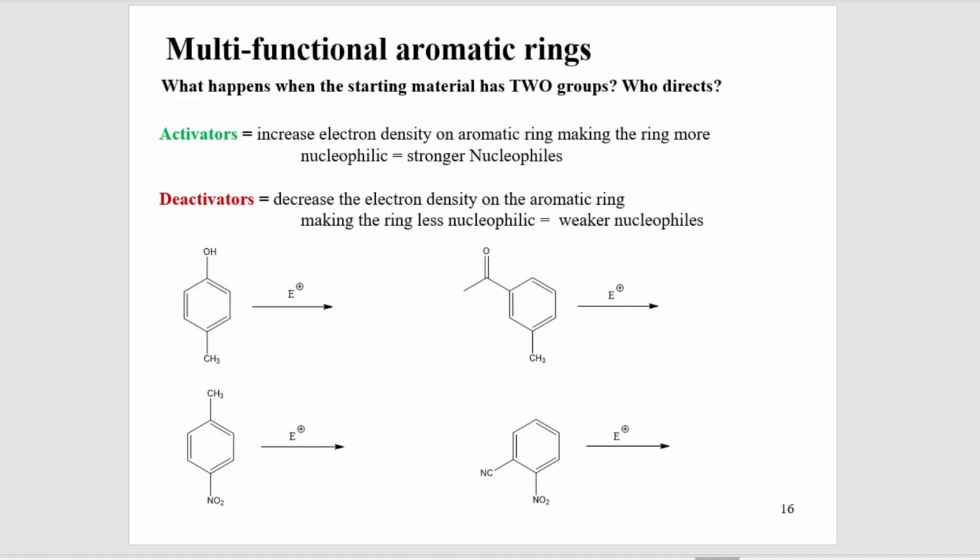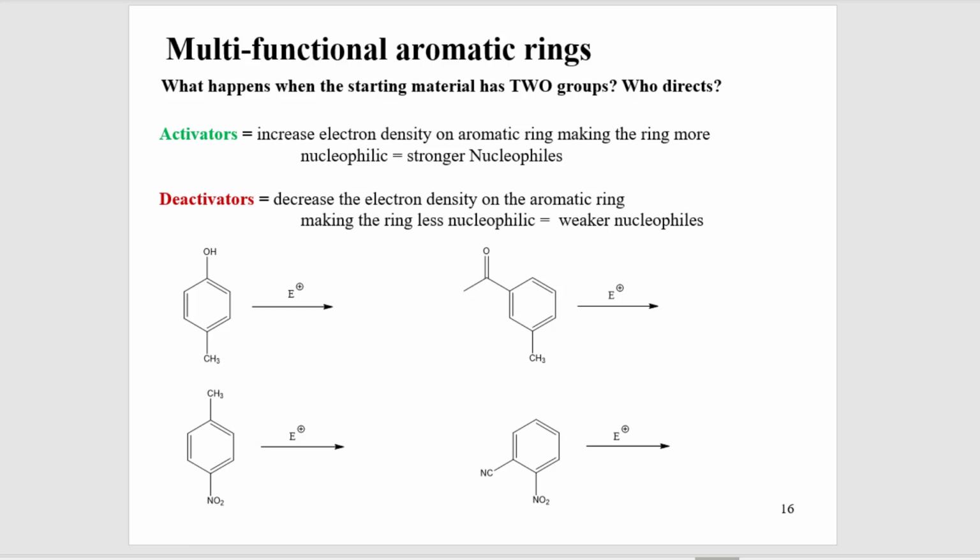All right, now let's kick it up a notch. What happens when the starting materials have two groups on the ring? Which one is going to direct the incoming sibling? Again, notice that I have the incoming group as E+, because it doesn't matter who's coming in. They have no say in the matter. They get put where they get told to be put.